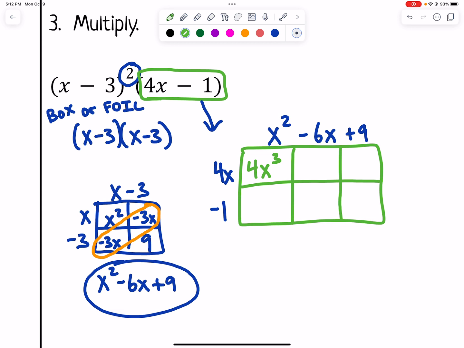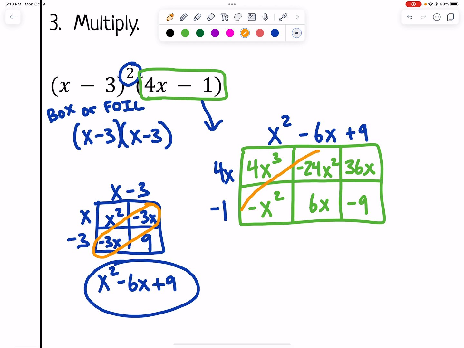4x times negative 6x is negative 24x squared. And 4x times 9 is 36x. Then negative 1 times x squared would be negative x squared. Negative 1 times negative 6x is positive 6x. And then negative 1 times 9 is negative 9.